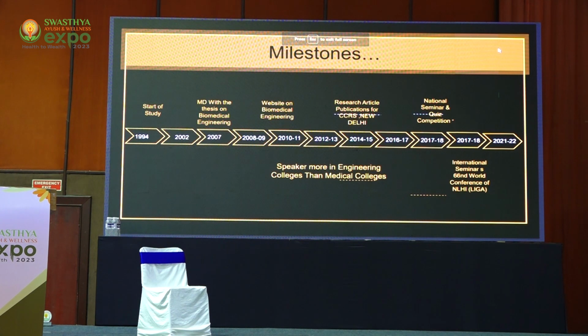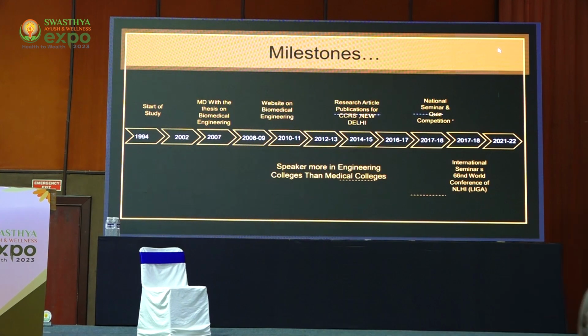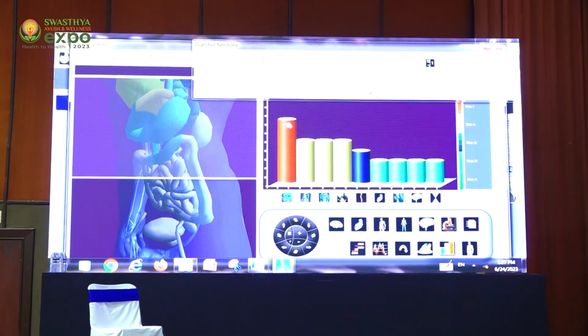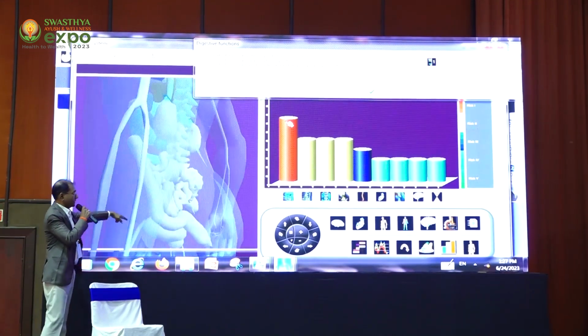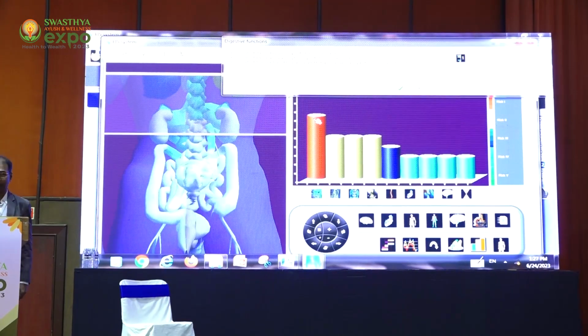I'll show you one live scan so that you will be able to understand. Now, this gray color is a normal color. And all other colors, risk one is a red color.